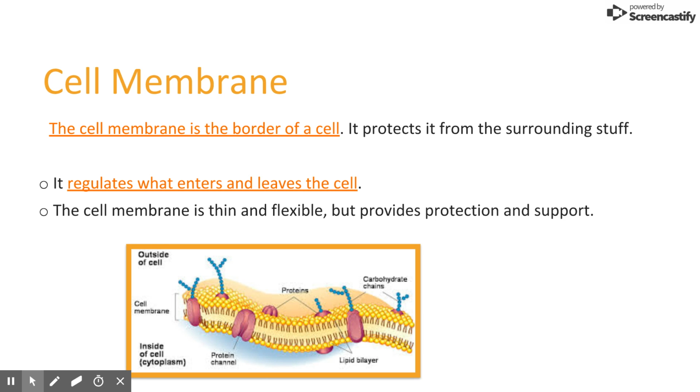The cell membrane is fairly thin and it's pretty flexible. Plant cells have a cell wall outside of the cell membrane that gives them a little bit more structure and support, but even so, the cell membrane can still provide some support, give the cell some shape, and again, provide some protection.